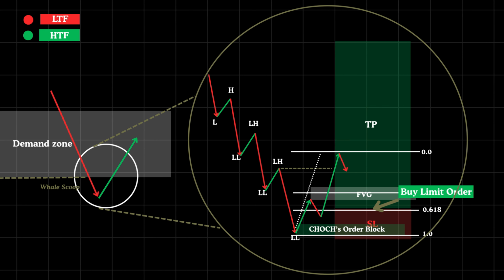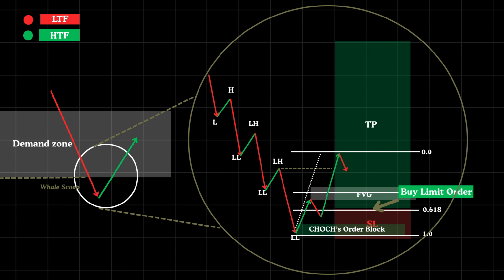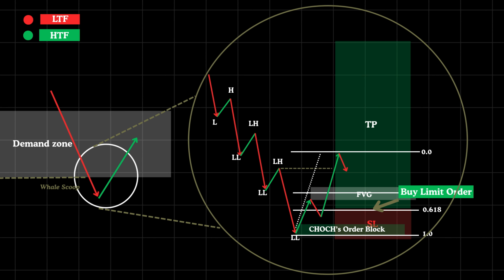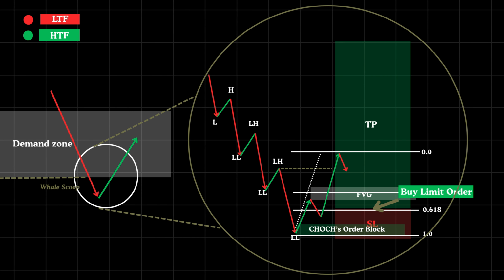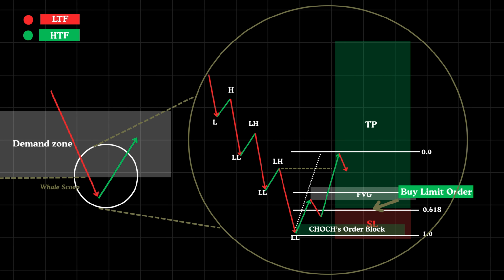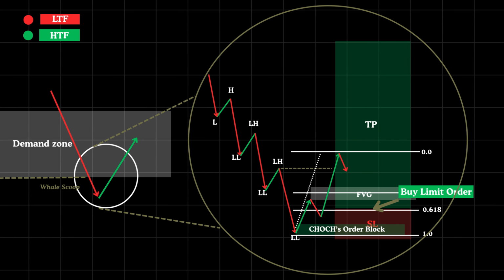Alternatively, entries can also be set at a lower time frame demand zone, order block, created by the CHOCH wave or at fair value gaps, FVGs, formed during the rally following the structure shift.